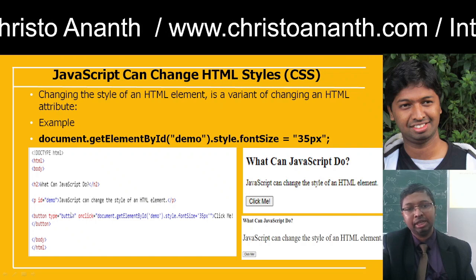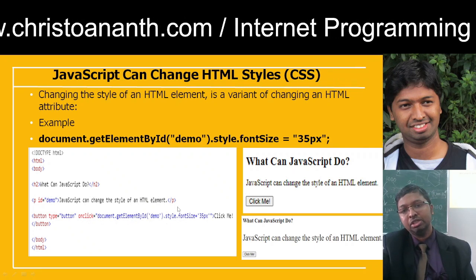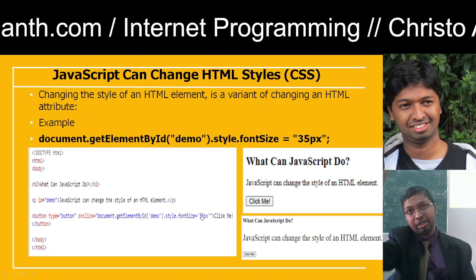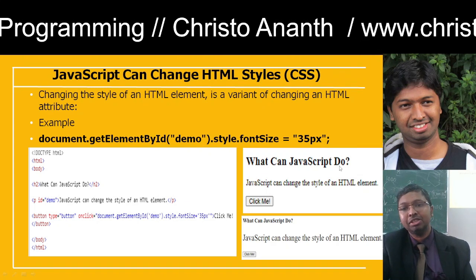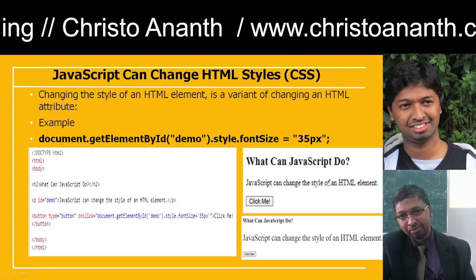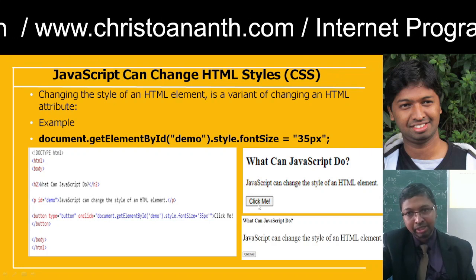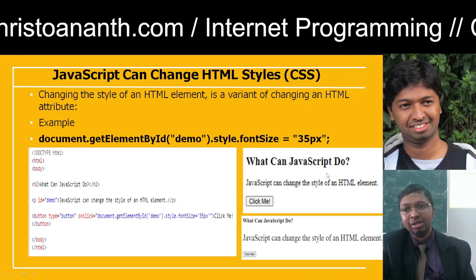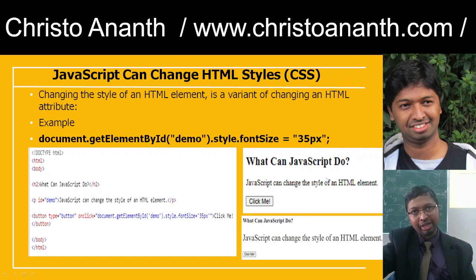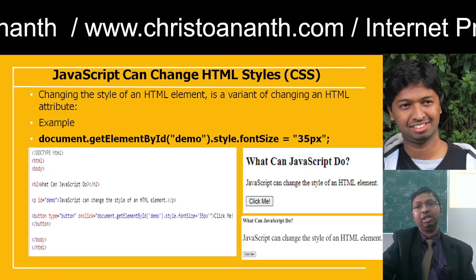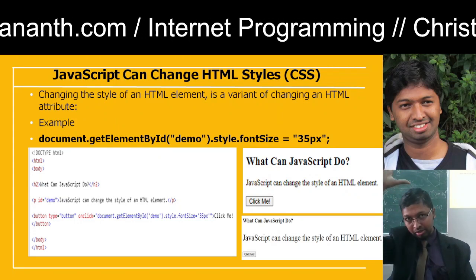Button type button, onclick document.getElementById, so you'll have font size 35 point. Maybe in the output, if you can see what can JavaScript do. This is a paragraph tag, then you will have click me. If you click on that button, see here, the size is very small. If you click on this one, it will be very large, 35 point.